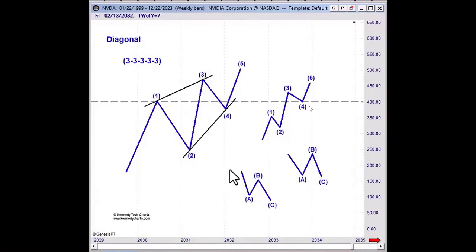But this is your core pattern. So again, it's similar to an impulse wave in that it has 5 waves.